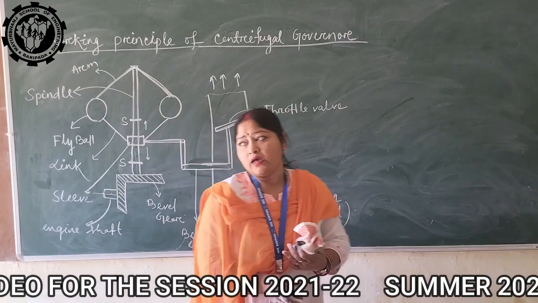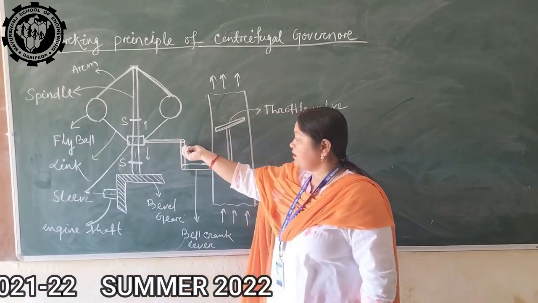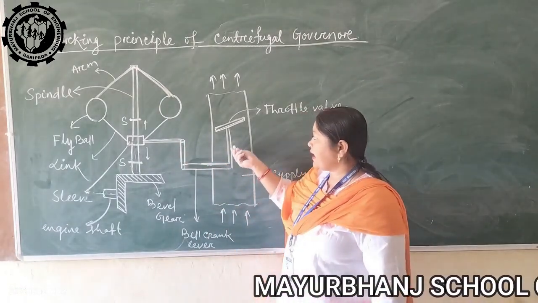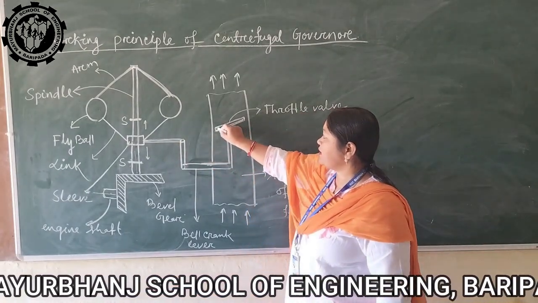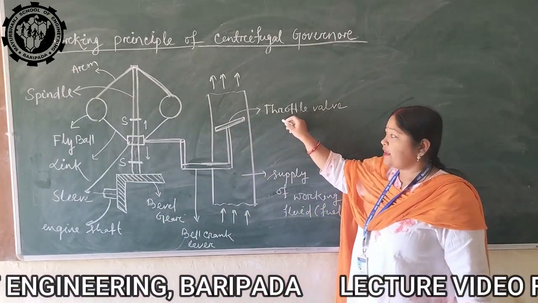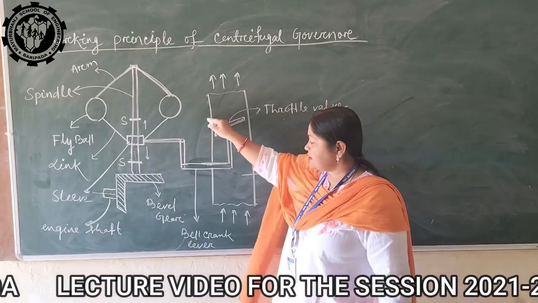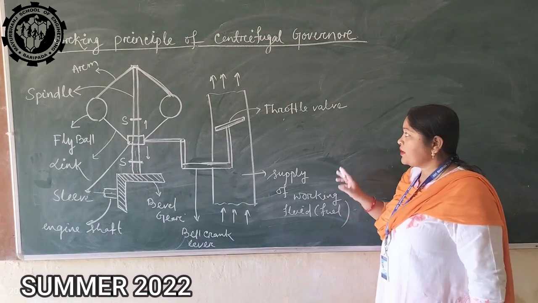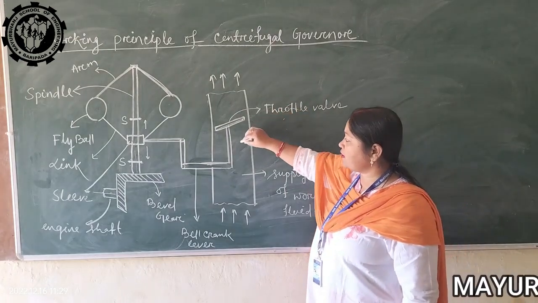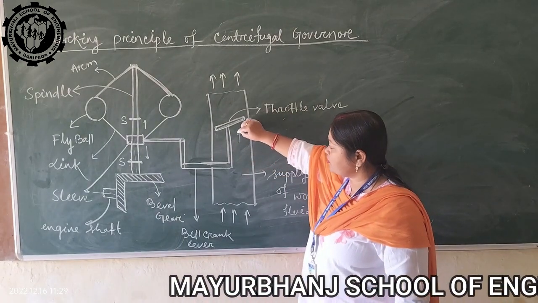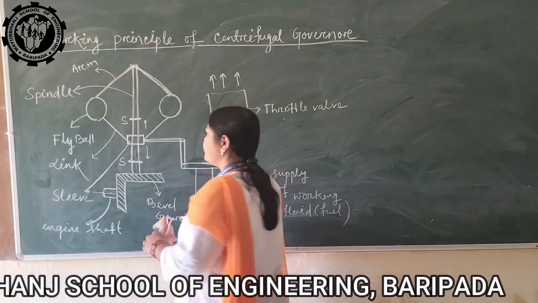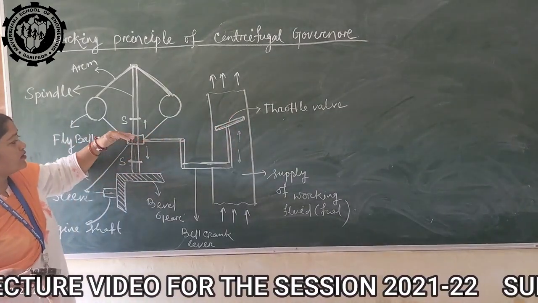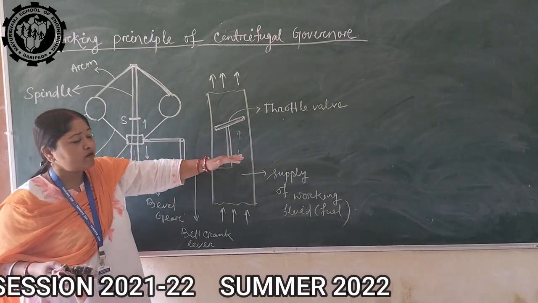Then on the sleeve there is a bell crank lever. At the end of the bell crank lever there is a throttle valve. This valve is present inside the passage of the working fluid, or you can say the fuel passage. This bell crank lever also moves up and down. How? When the sleeve moves up, the bell crank lever moves up. When the sleeve moves down, the bell crank lever moves down.